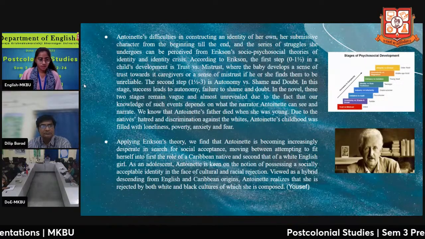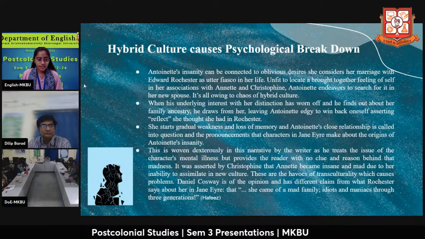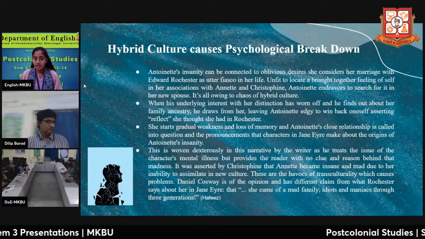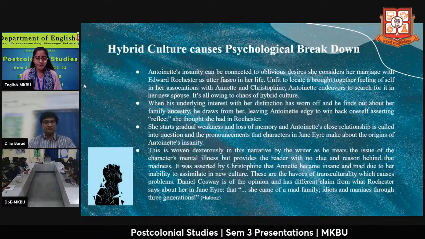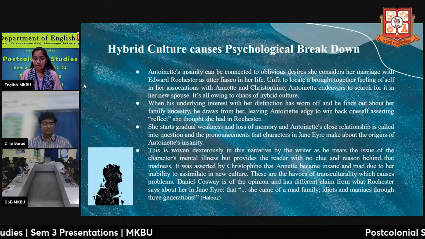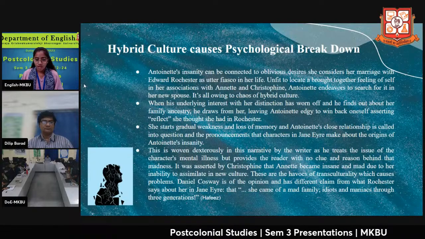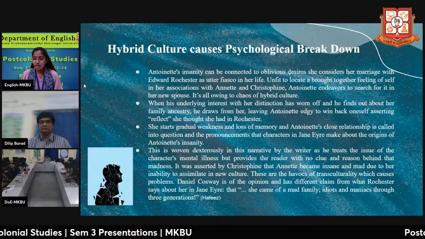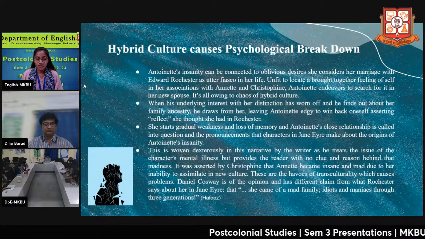Hybrid culture causes psychological breakdown. Antoinette's insanity can be connected to unconscious desires. She considers her marriage with Edward Rochester an utter fiasco in her life, unable to locate a unified sense of self in her associations with Annette and Christophine. Antoinette endeavors to search for it in her new spouse. It's all owing to the chaos of hybrid culture.